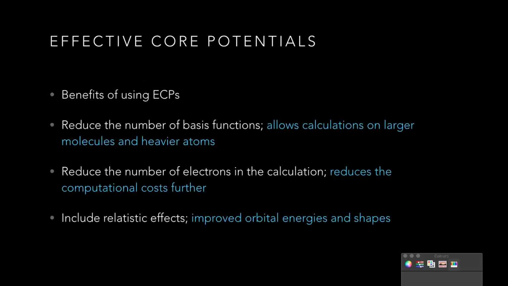So the benefits of using an ECP are we massively reduce the number of basis functions. We're now only describing valence electrons. So we have fewer electrons, which means also we have fewer electron correlation terms in any of our Hamiltonians. And also we get this advantage that we can wrap in some relativistic effects. So we should get improved orbital energies and shapes.